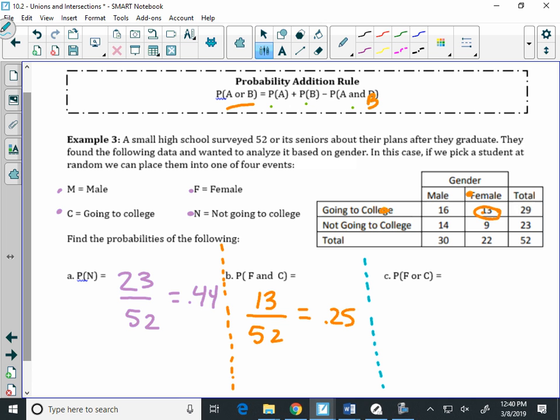C is saying find the probability of picking a person who's female or going to college. Okay. I see the word or. And is where they meet on the table. Or is telling me I need to use this formula. Whenever you see the word or, you are using this formula.